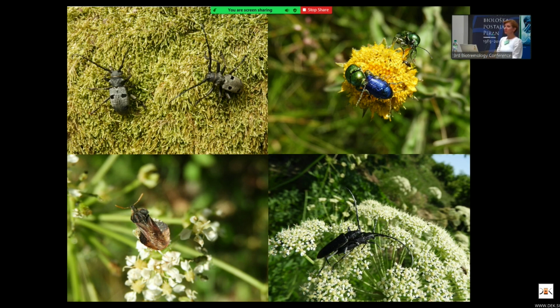And more particularly, I'm also interested in how to use this knowledge on multimodality for conservation of this great insect biodiversity, of which just a pico or nano part is shown here, from my last field trip.